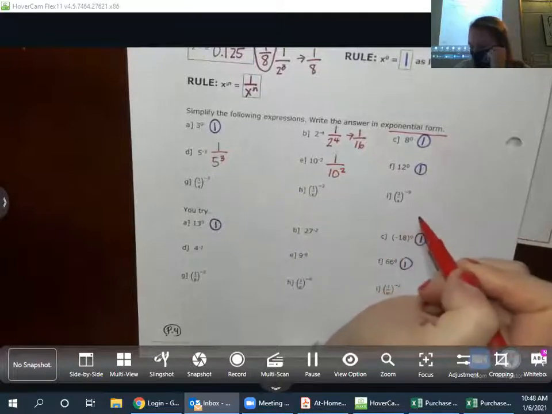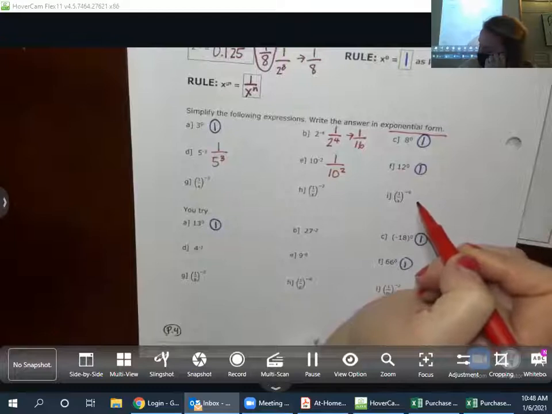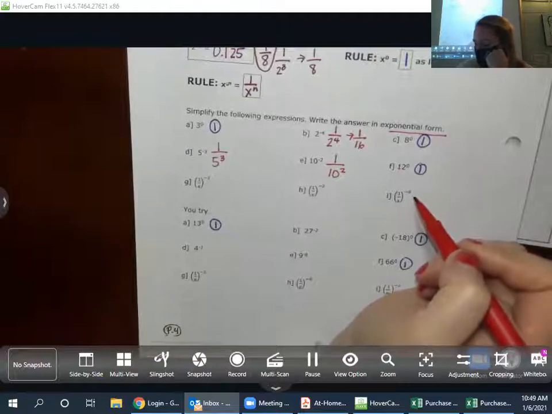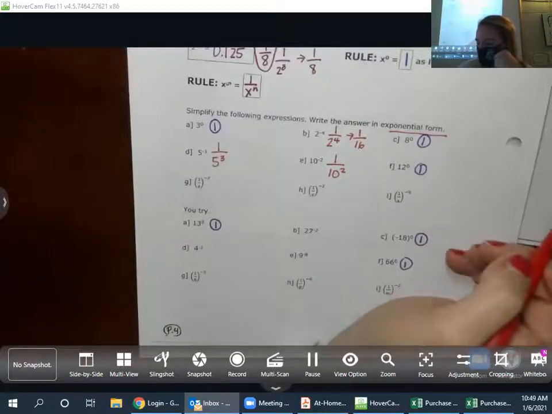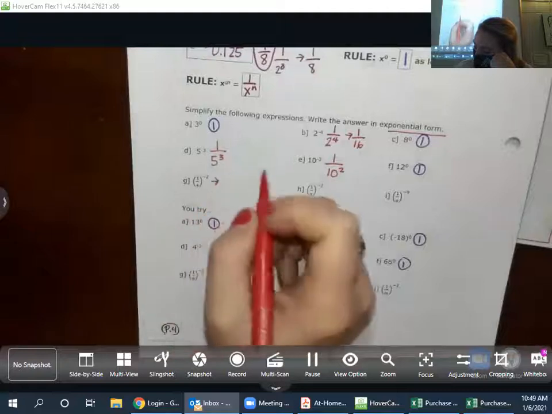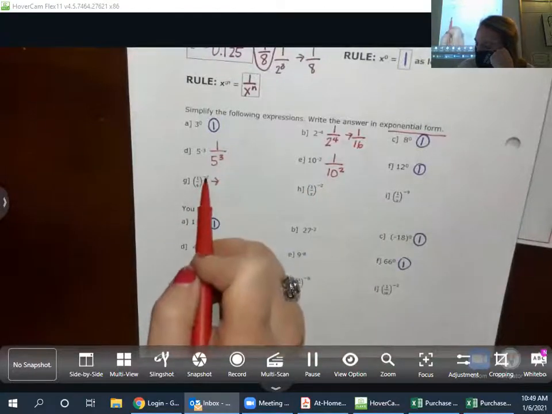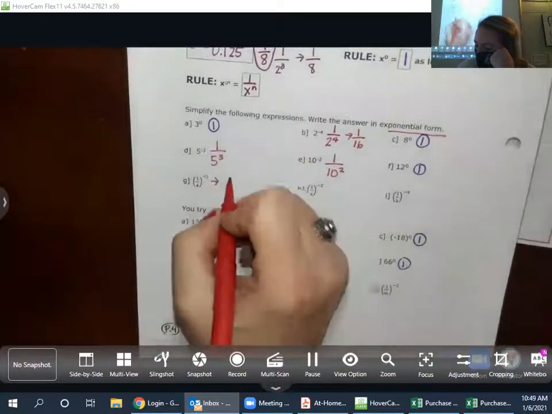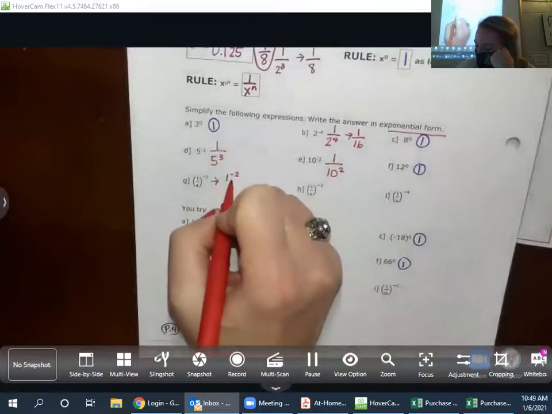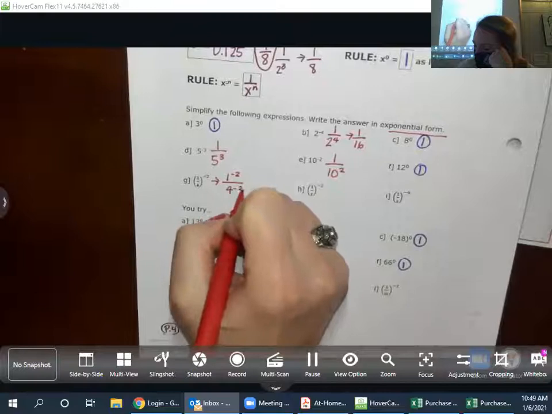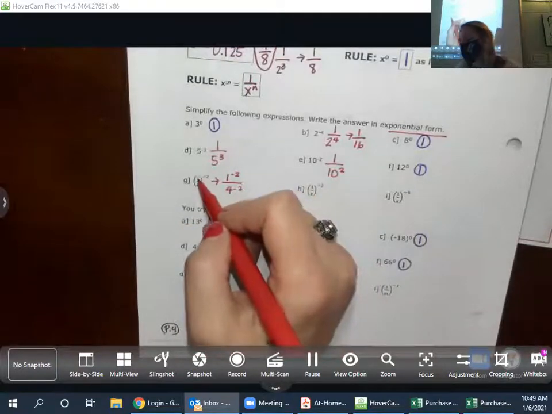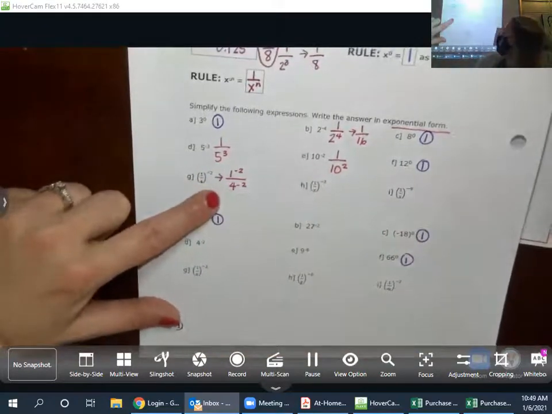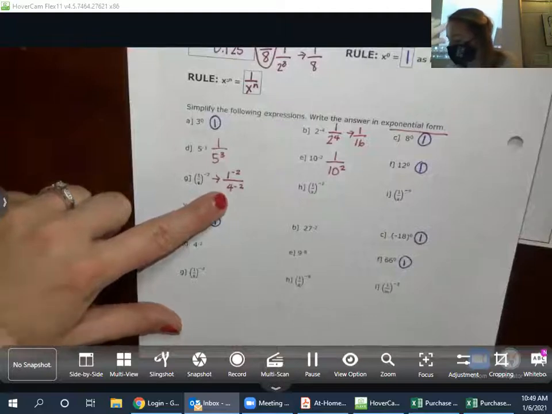So look at G, H, and I. Those are a little different because they're fractions. Okay. And this seems hard at first, but really it's super easy. There's 2 steps here. The first step is that you have to know that when you have a fraction, the exponent goes to both the numerator and the denominator. So I like to rewrite it like this. 1 to the negative 2 over 4 to the negative 2. Because that negative 2, it attaches itself. It's like it distributes to the numerator and the denominator. So rewrite this fraction to say 1 to the negative 2 and 4 to the negative 2.